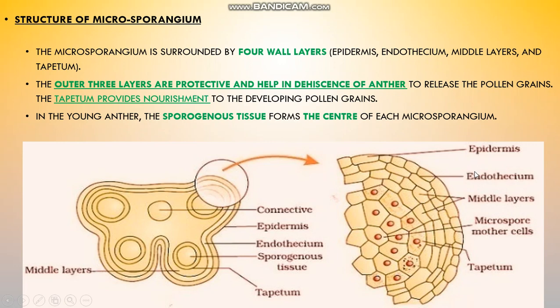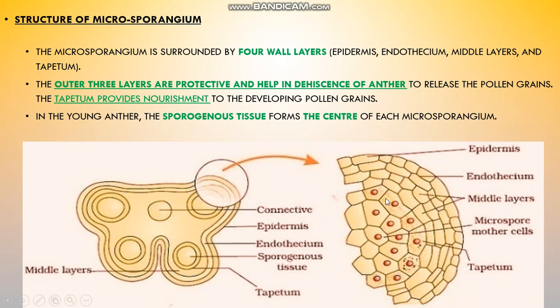So these 3 outer wall layers of a microsporangium are protective in function. They protect the developing microspore, and as well they help in dehiscence of the anther. So these are the 2 functions of the outer 3 layers. One is to give protection to the developing microspore, and second, once the microspore matures into pollen grain, it helps in dehiscence of the anther.